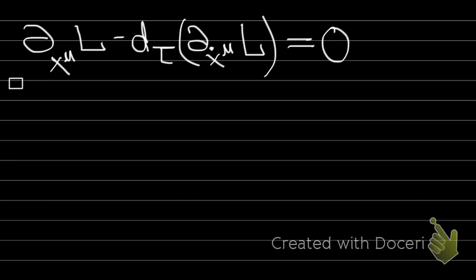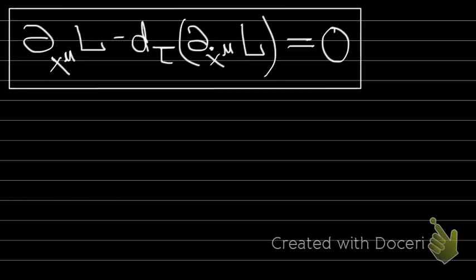Now let me box this equation because it is important and it has a name. This is the Euler-Lagrange equation for a relativistic particle, and for a relativistic system its evolution is described by the solutions to this equation. We are essentially done with this video, but let's quickly look at an example.